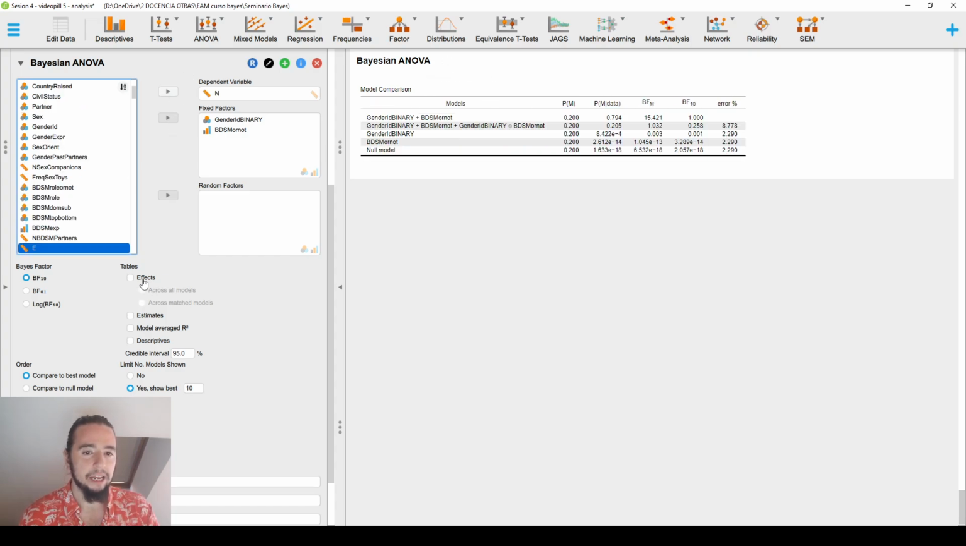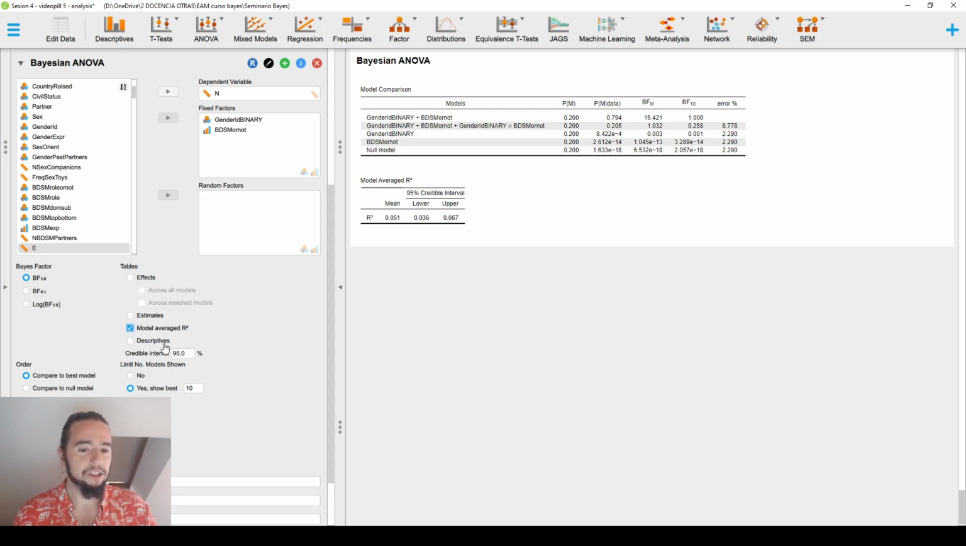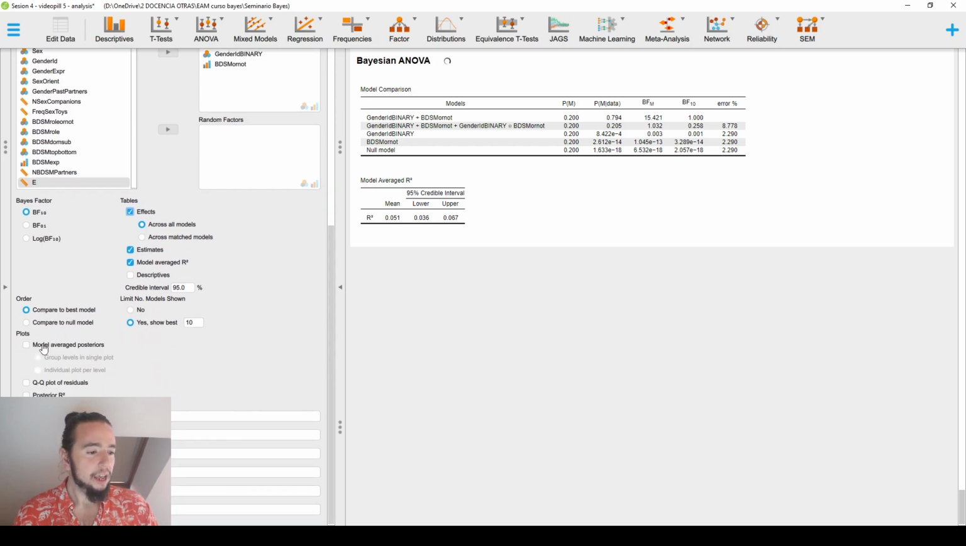And as you can see here, we also have non-informative priors, so prior probability is equal for all of the models. And now we have a model counting on with data, as you can see here, gender binary, and being a practitioner of BDSM is now the strongest model with the highest probability with a bias factor of 15. Okay, so that's okay. I can also ask for the model average R squared, as the estimates of the models, and also the estimates of model things.